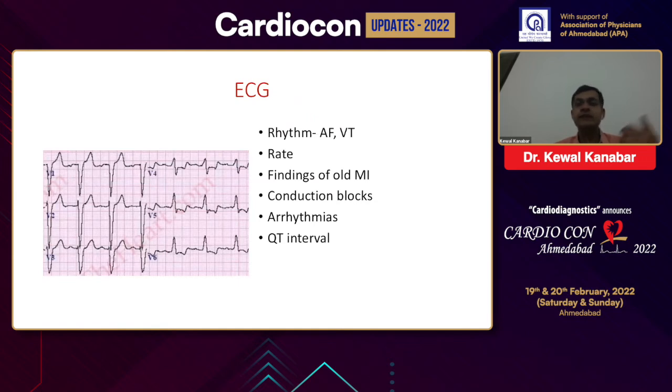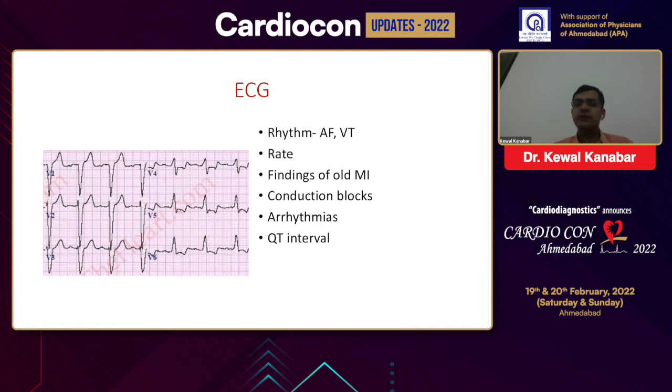Does the patient have sinus tachycardia? Does the patient have ventricular ectopics? Does the patient have ventricular tachycardia? All these are important. Findings of old MI may indicate that this may be an ischemic cardiomyopathy. Also these patients can have right bundle branch block, left bundle branch block, bifascicular blocks, trifascicular blocks.